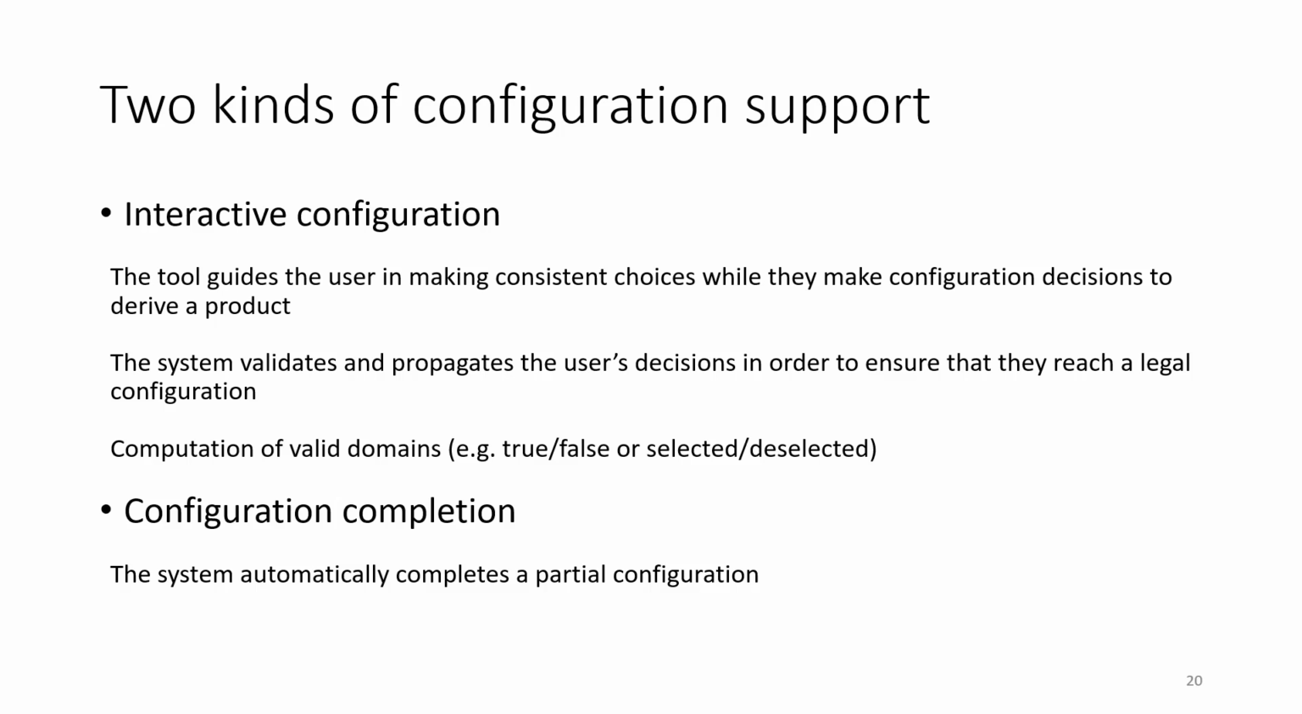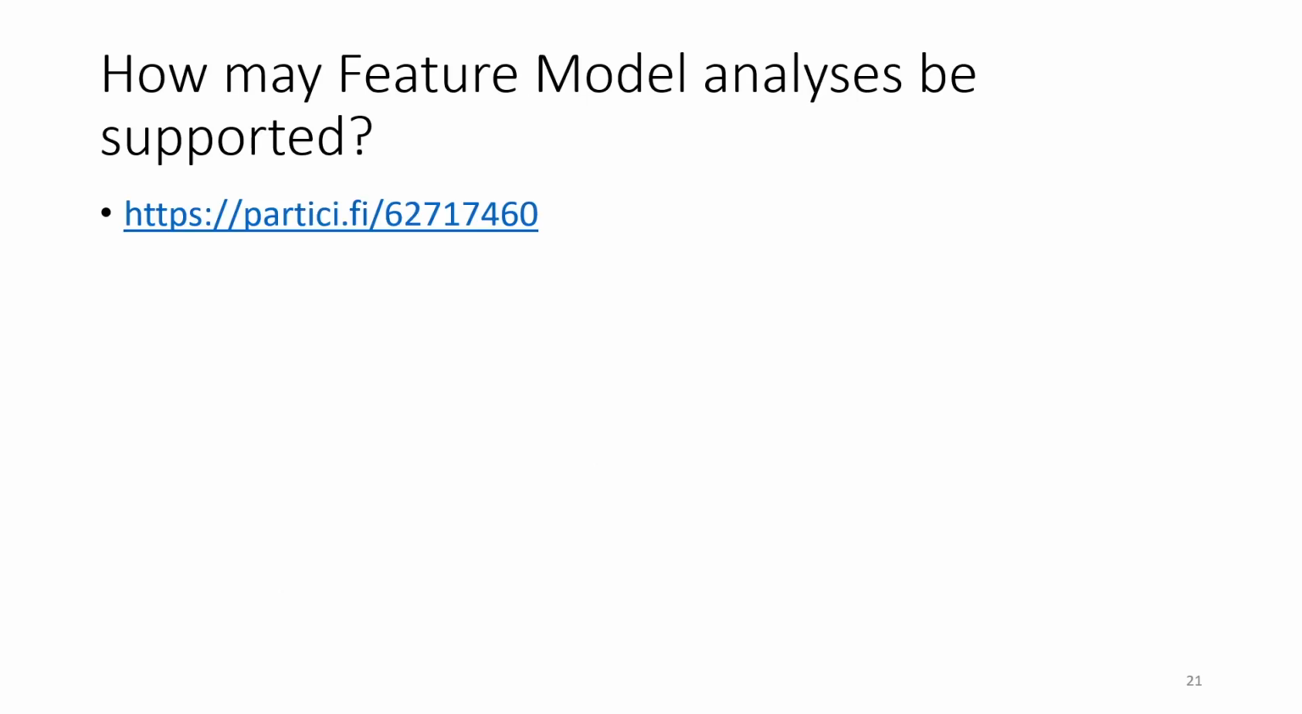And then another one would be the configuration completion. So let's say you really don't care what other features you get as long as you get the ones that you picked. Then you can just tell the system, well, give me any possible completion after this partial selection that I made. Okay.